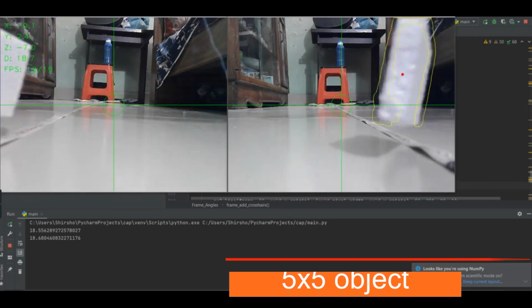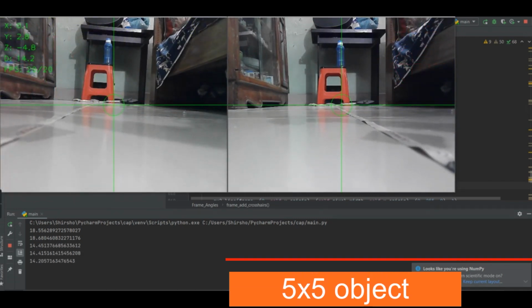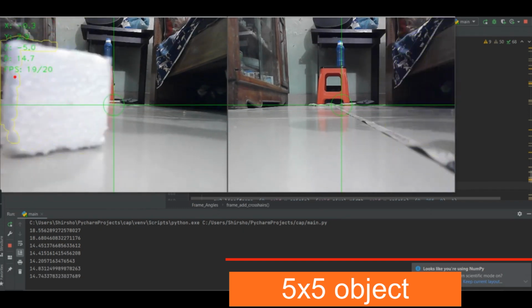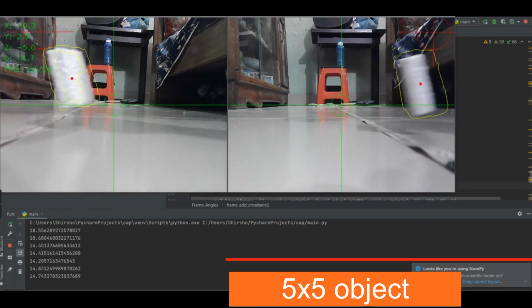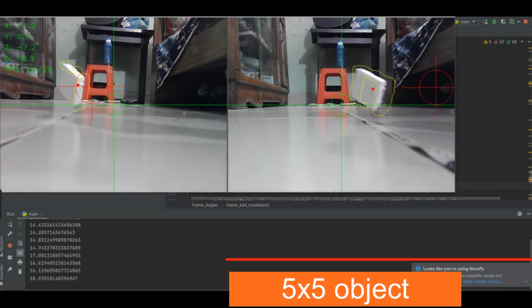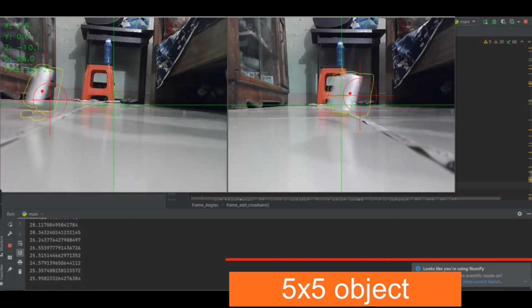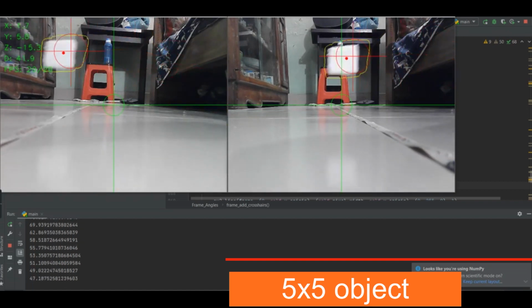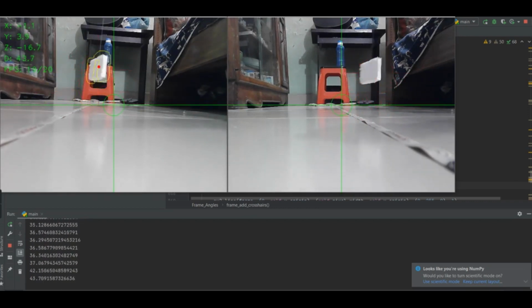Now let's move to another object. This is a 5 by 5 object. Let's see how the camera will find its distance. Now camera can detect. Our 5 by 5 object can go farther than the 2 by 2 object, and the camera can clearly measure its distance.